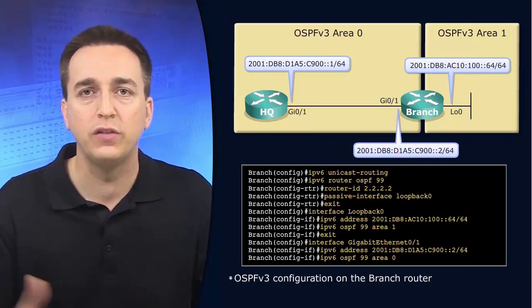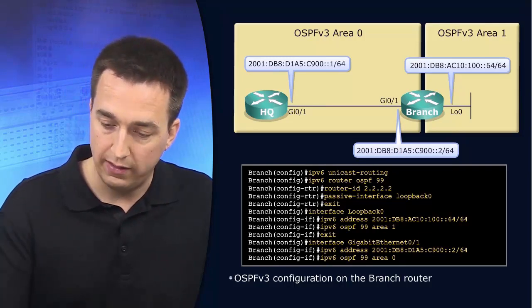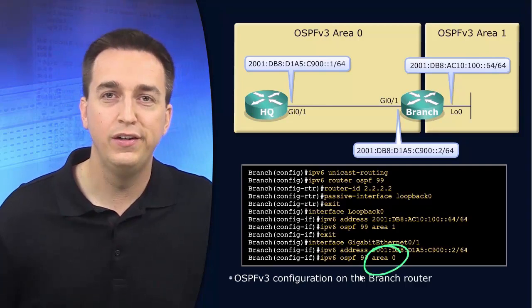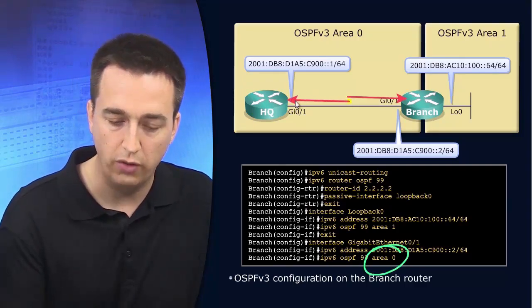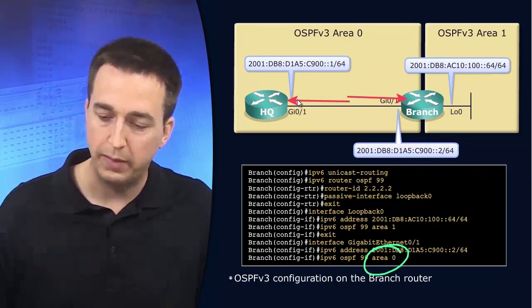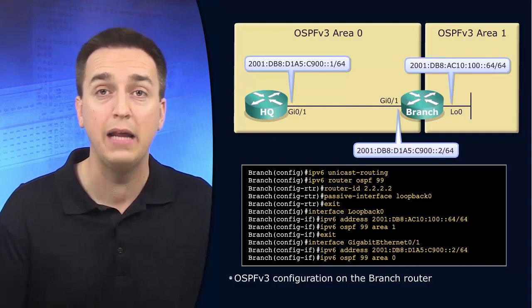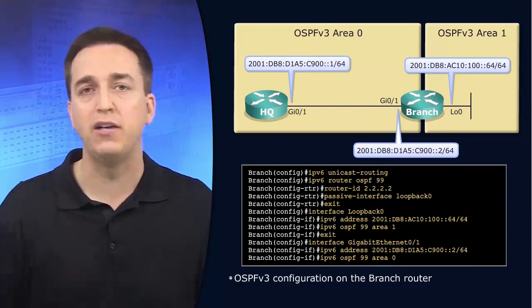What has to match to form a neighbor adjacency? Well, number one, we have to make sure that the area number matches between the interfaces that are going to be forming the neighbor adjacency. So these interfaces have to be in the exact same area. What else has to match? Well, just like with OSPFv2, timers have to match. So let's not forget about those timers matching between those interfaces.